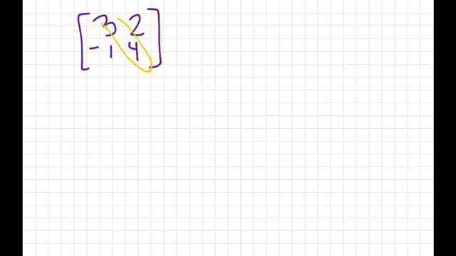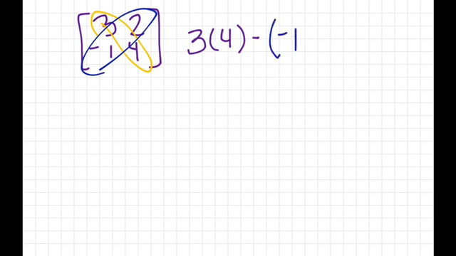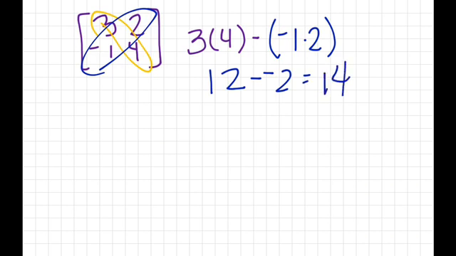Okay, hopefully you remember that we have learned how to find the determinant of a matrix before. If you remember, we would do that by doing 3 times 4 and subtracting the next product, negative 1 times 2. And so we'd have 12 minus negative 2, so that'd be 14. We're going to have the calculator do this for us now.